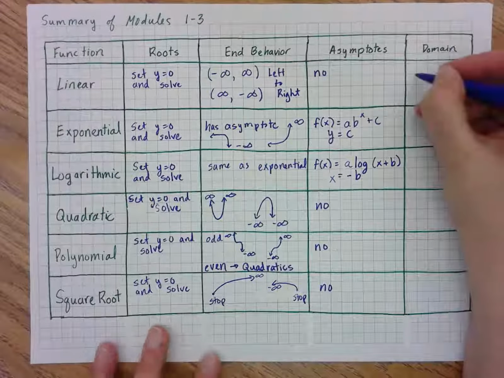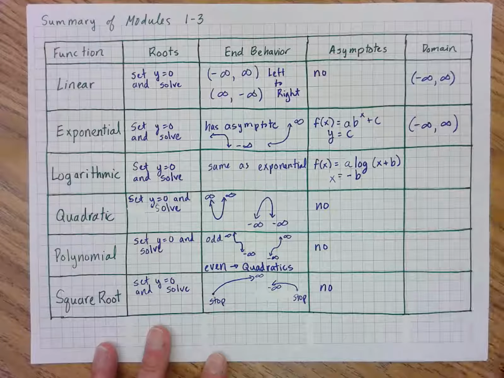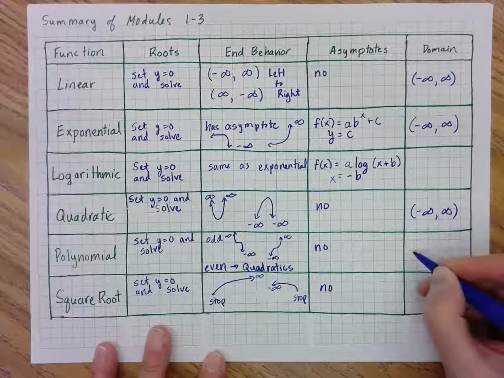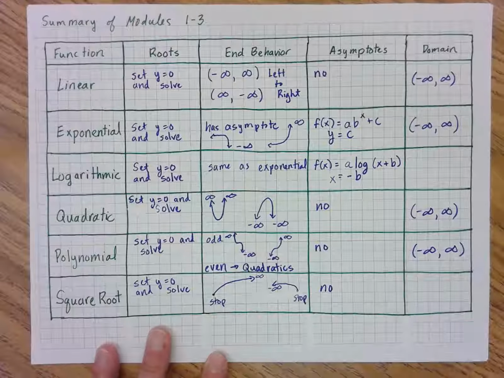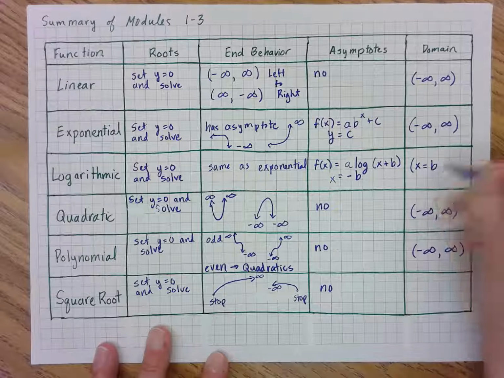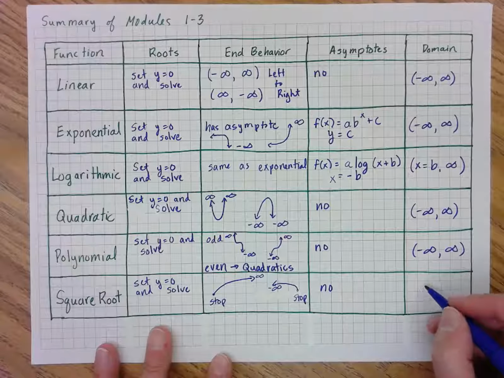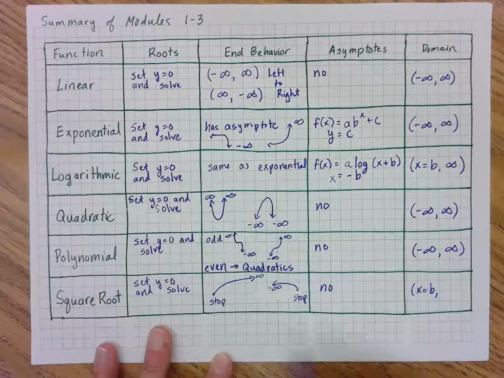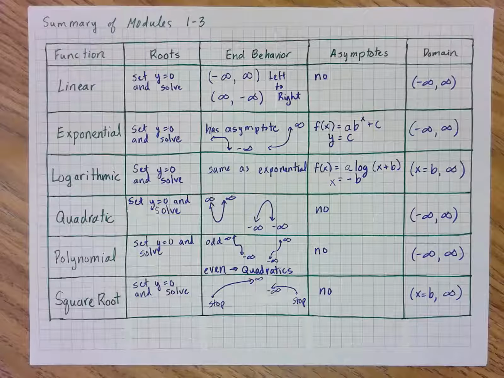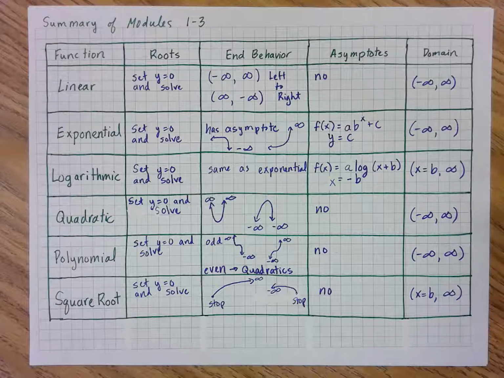So the domain for exponentials and linears can be all real numbers. That's true also for quadratics and polynomials. Logarithmics, however, are going to have a stopping point, a starting point, and then they'll go to infinity. And for square roots, it's the same thing. We have this place where the graph starts and then it goes to infinity. And of course, it can be the opposite infinity if it's facing the other way. So it could be negative infinity to b, one or the other.